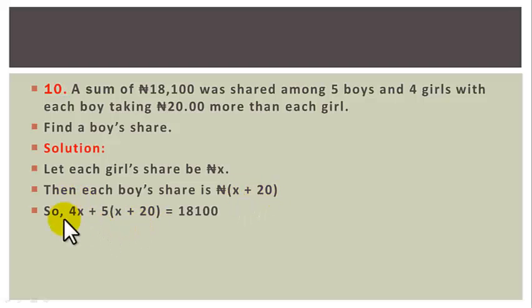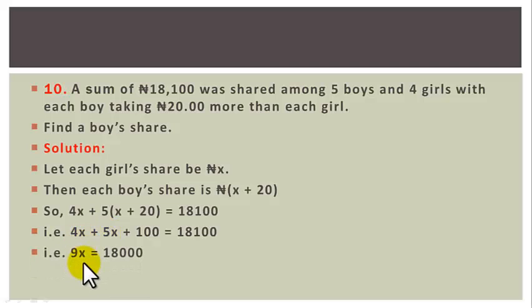Therefore, the total of the girls' share will be 4x and the total of the boys' share will be 5 times x plus 20. Adding these two should give us 18,100 naira. Let us open this bracket to obtain 5x plus 5 times 20, which is 100. So therefore 4x plus 5x plus 100 is equal to 18,100. But 4x plus 5x will give us 9x equal to, cross 100 to the right hand side to obtain 18,100 minus 100, and that will give us 18,000.